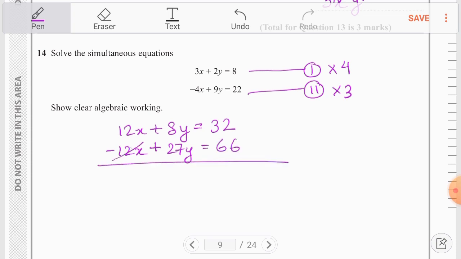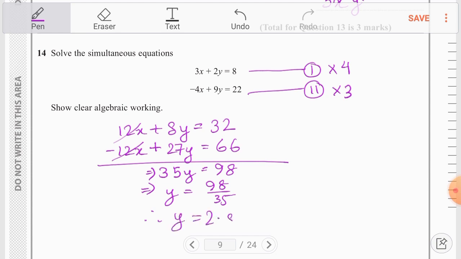I just need to cancel out the x, because one of the x terms is positive and the other is negative, so they cancel each other out. If you add 8 plus 27, you get 35y, and 32 plus 66 is 98. If you make y the subject of this equation, that is 98 divided by 35, and by using the calculator you can see that the value for y is 2.8.